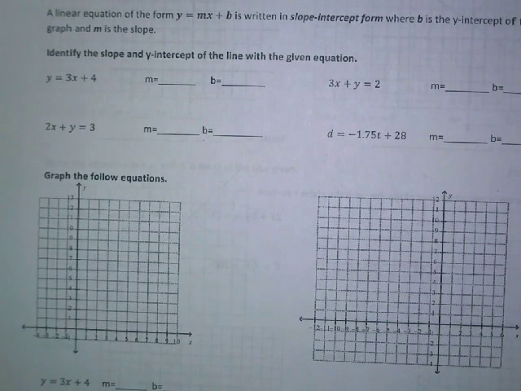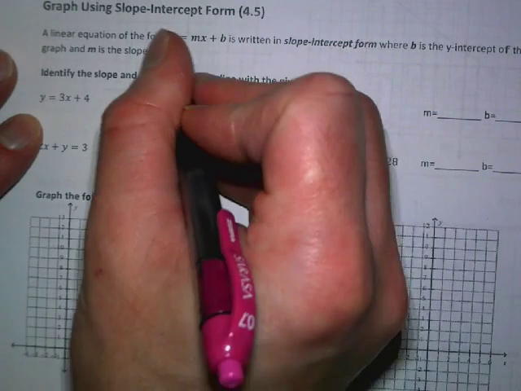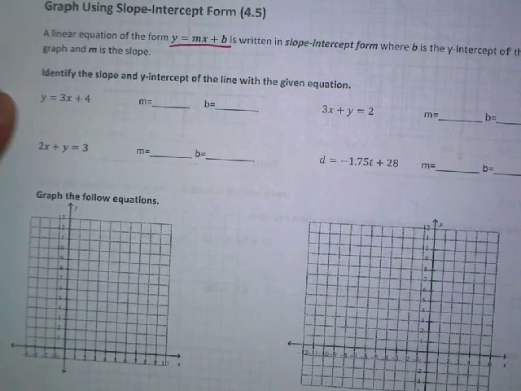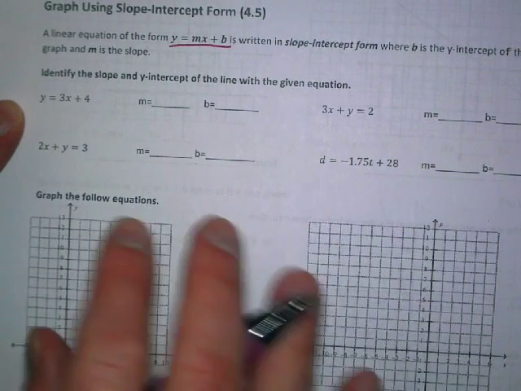Today we are going to look at graphing using slope-intercept form. Now, the key to graphing using slope-intercept form is that the equation first has to be in slope-intercept form. It has to be in this form right here, y equals mx plus b, so we can pick out the slope and the y-intercept. So for this first one, it already is. We'll go through these and move down.